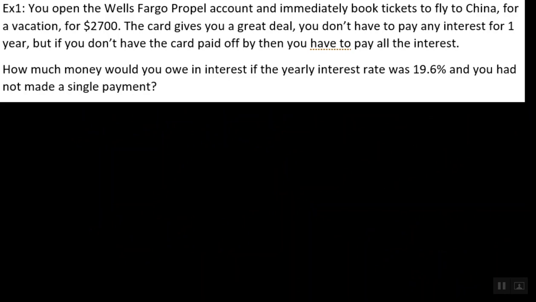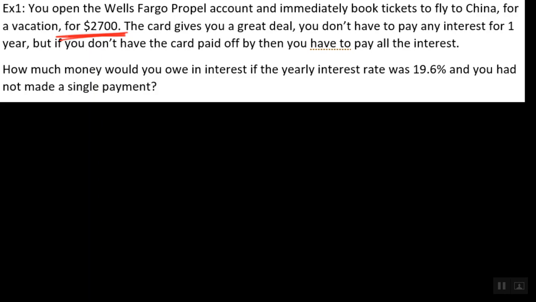You open up the Wells Fargo Propel account. By the way, it's a credit card that I personally hold, and you immediately book tickets to fly to China for a vacation for $2,700. Let's underline all of our important information, if we can. Well, it would help if I was using the appropriate color. For $2,700.